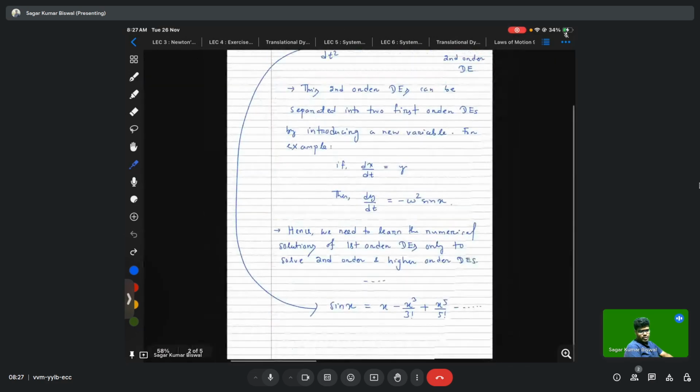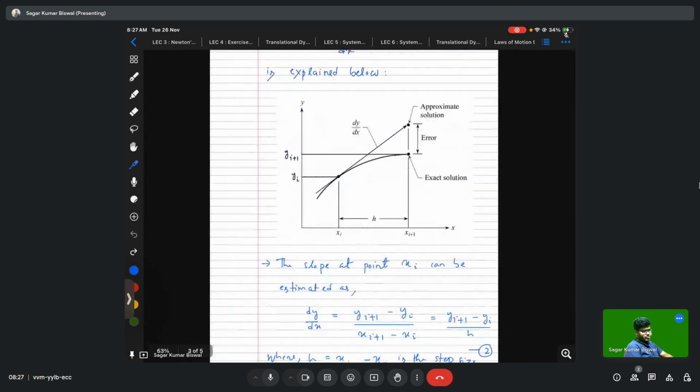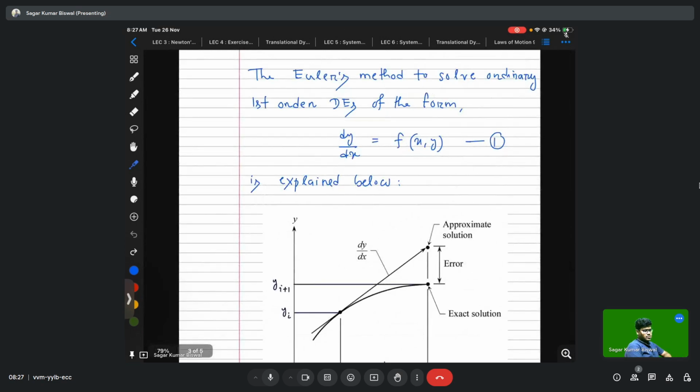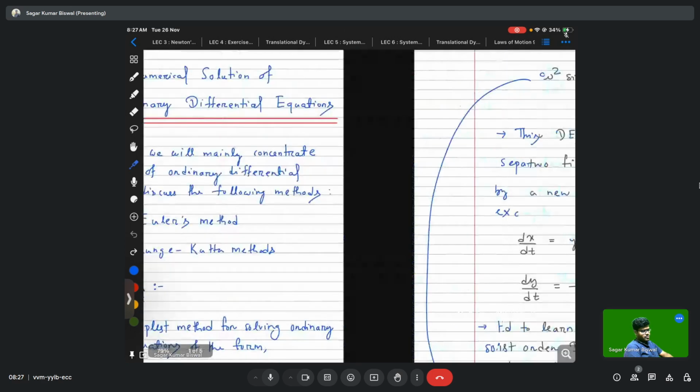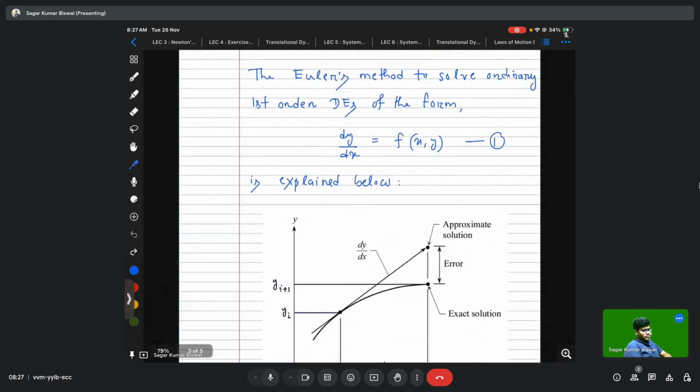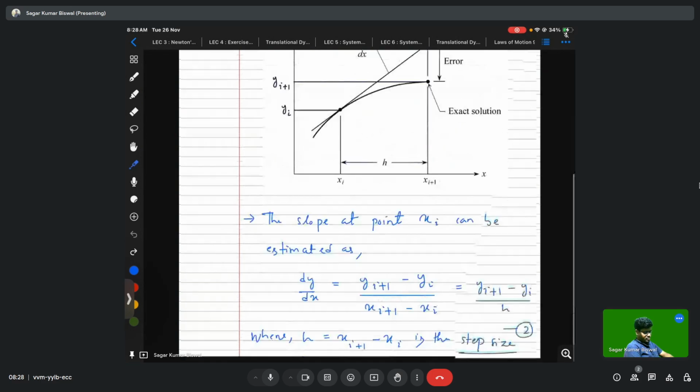Okay, so now let's understand how to use the Euler method. So the Euler's method is used to solve an ordinary differential equation of the form like this. This right hand side part can be anything, right? For the example, it was like y plus x square, like that. So if the differential equation has the form like this, then how to apply the Euler method? It is explained below.